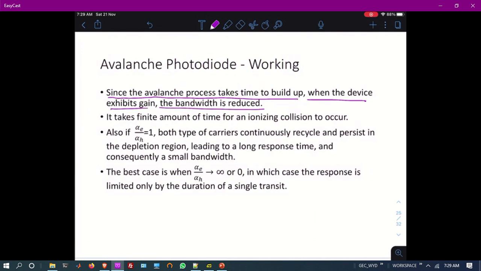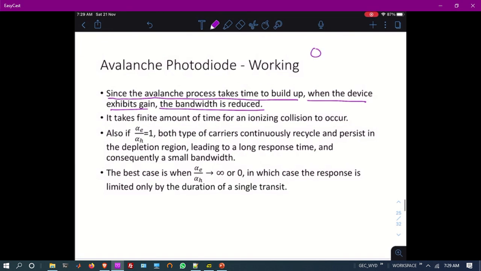So, in a PIN diode, when light is incident, the electron hole pairs are created and they just move out of the depletion region to the external circuit. But in an avalanche photodiode, since an avalanche needs to happen, it will take a good amount of time, because for every charge carrier generated, it needs to generate multiple charge carriers. And this is a time consuming process. So, even though gain is high, the bandwidth is reduced. It means you might not be able to detect sudden changes in the light.